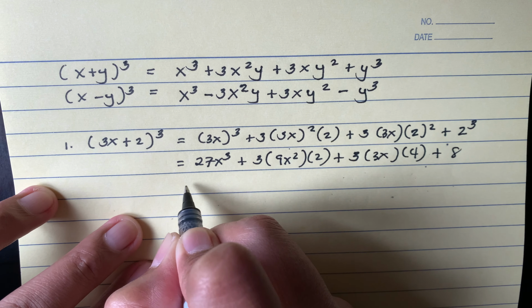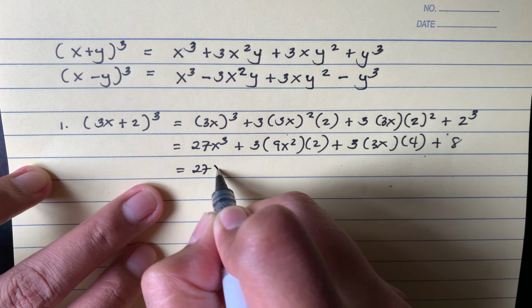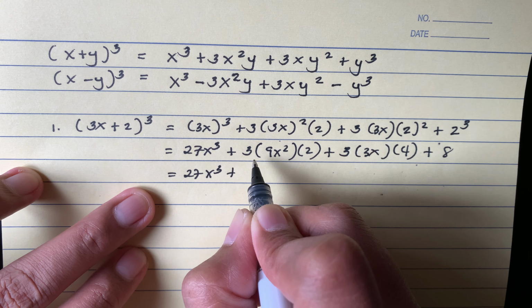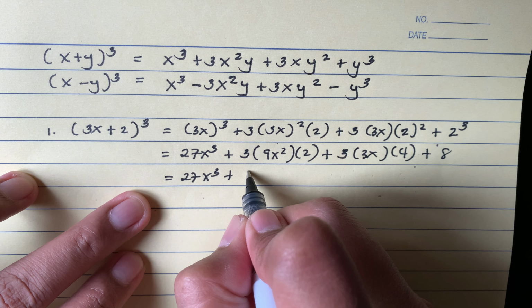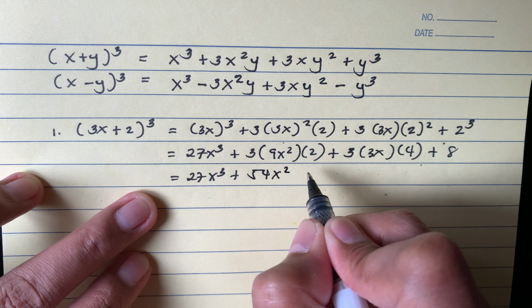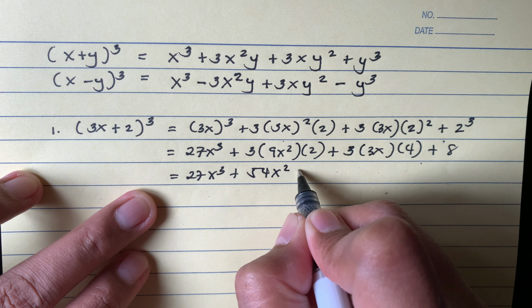So we have 27x cubed plus what is 3 times 9? This is 27 times 2, this is 54x squared. Then plus what is 3 times 3? This is 9. 9 times 4, it's 36 times x. So we have 36x plus 8. So this is now the simplified form of this cube of such given binomial.